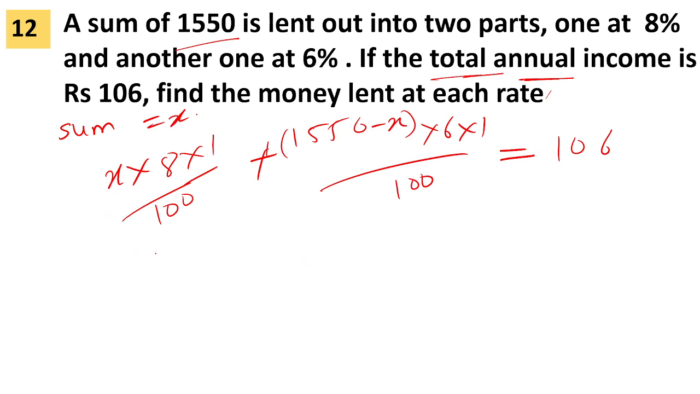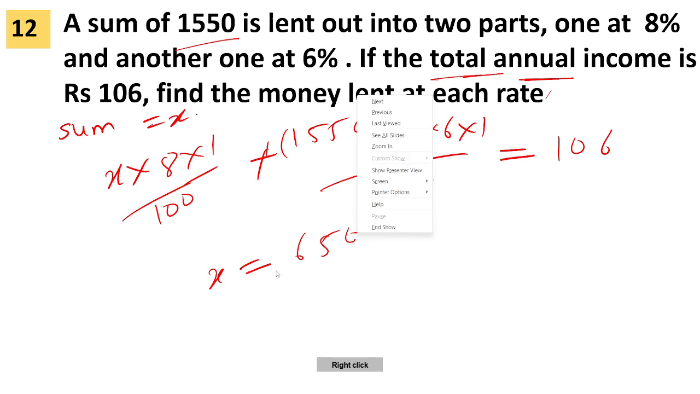Next we have to find the equation, that is 8x by 100 minus, and by solving this you will get the values. Okay, and you have to solve this. By solving this equation you will get x as 650, so you get the one part.